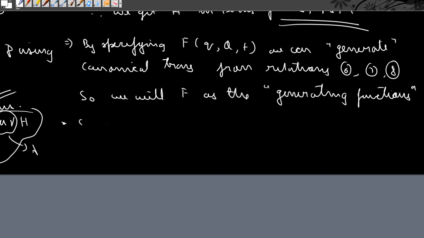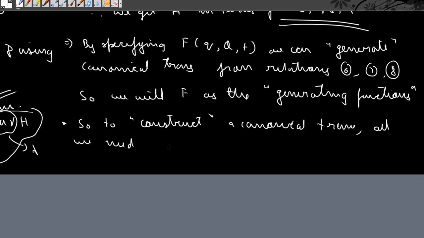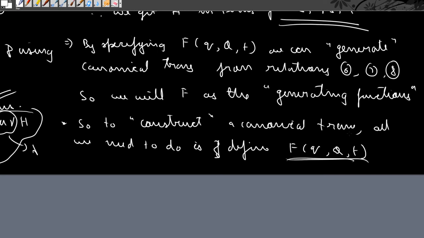And just to conclude, to construct a canonical transformation, all we need to do is define what the function capital F of q, Q, t is, which is what we call the generating function. Now there are different types of generating functions. We can even have generating functions in terms of the old coordinates, new momenta and time as well, and this will be our topic of discussion for the next video.